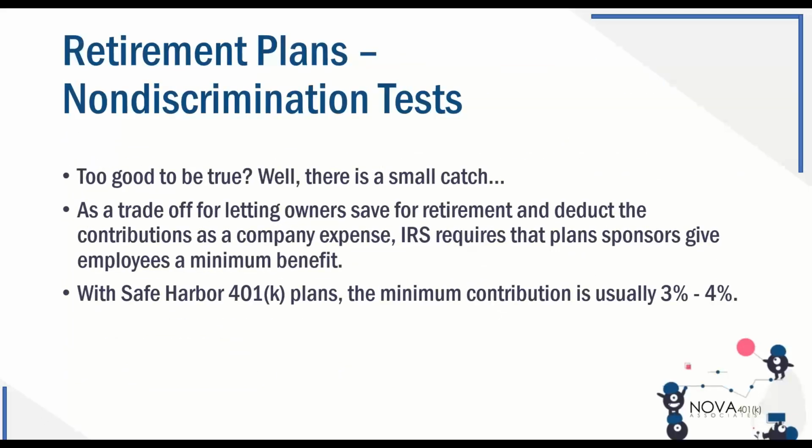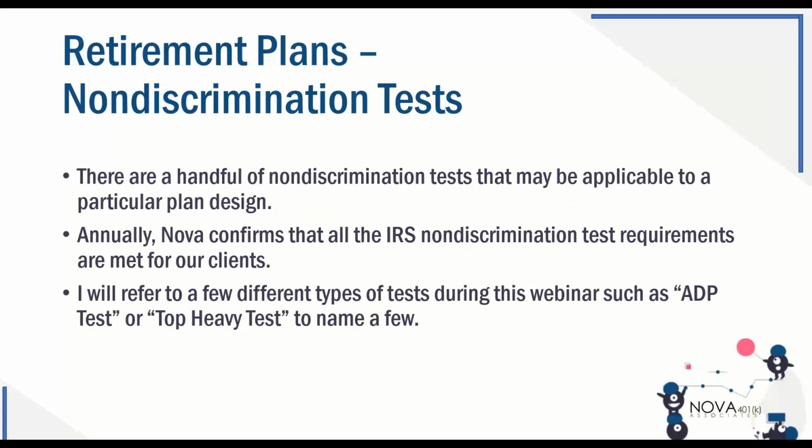Well, so all of these deductions that we're talking about sound too good to be true. And there is a trade-off. So in order to have these higher deductions, there are minimum amounts that need to go to the staff. With a safe harbor 401k plan, that's usually 3 to 4% for just a simple safe harbor 401k plan.